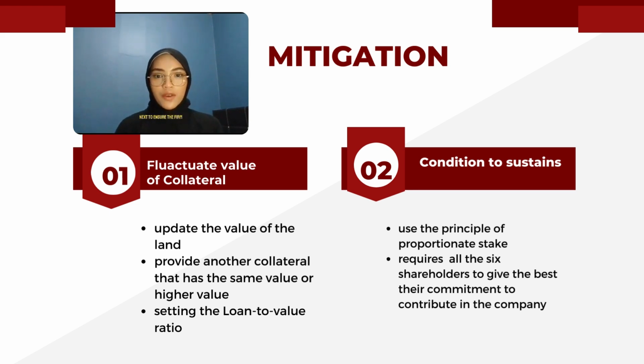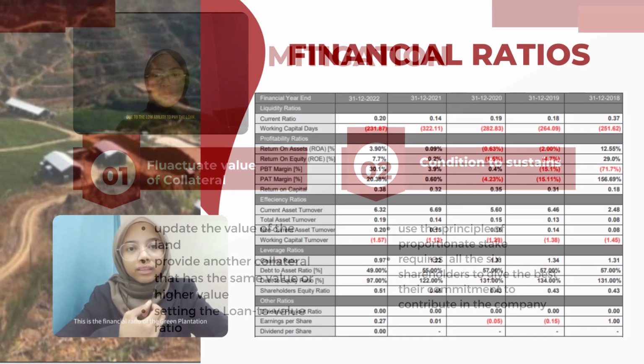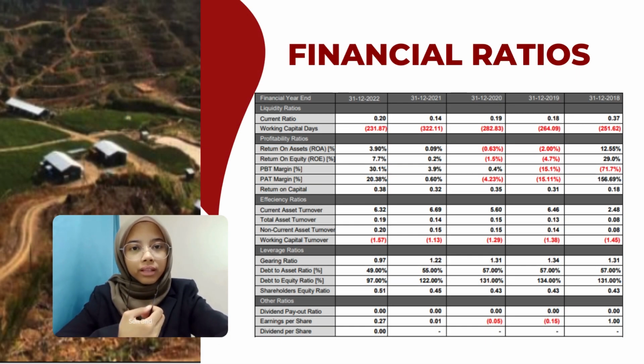Next, to ensure the firm can sustain paying the loan during low demand and economic changes, we as credit officers need to use the principle of proportionate stake that requires all the 6 shareholders to give their best commitment to contribute to the company, to increase the capital to pay the unpaid loan with RHB Bank. Shareholder financial commitment is very important for reducing the lending risk due to the low ability to pay the loan. This is the financial ratio of Green Plantation Sdn Bhd.